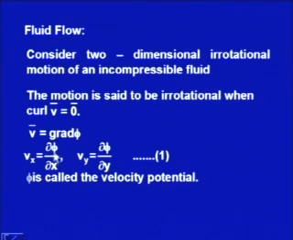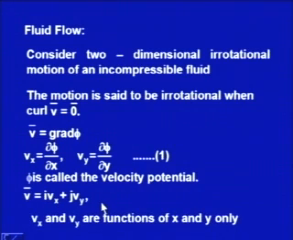Now, such a function phi is called the velocity potential, and we write velocity V bar as x component in the i direction plus y component in the j direction. So, we write V bar as i Vx plus j Vy. So, Vx and Vy are functions of x and y only, because we are considering 2-dimensional flow. No more z is involved in it.